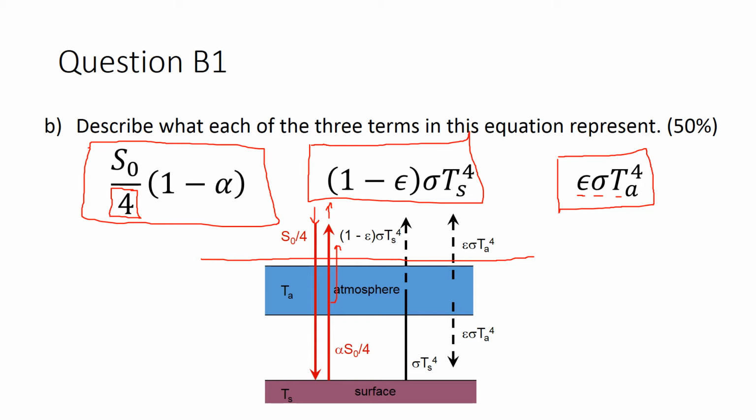Okay, what you would need to do is say this part of the equation represents the energy emitted from the atmosphere due to it having a temperature, and the emissivity basically represents the fact that the atmosphere is not a true black body, so it doesn't emit as much energy as it would if it were a black body. Okay, so you need to go into a little bit more detail than just describing the maths for this part of the question, and it would have been really helpful if you'd had a figure to help explain what each of these 3 terms meant.